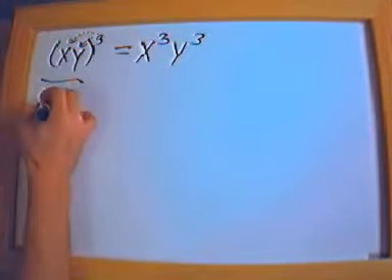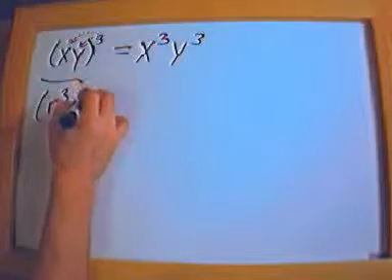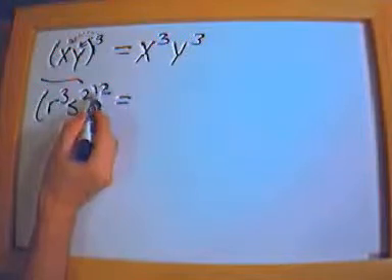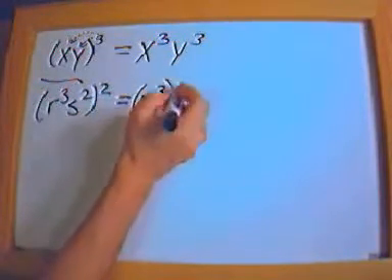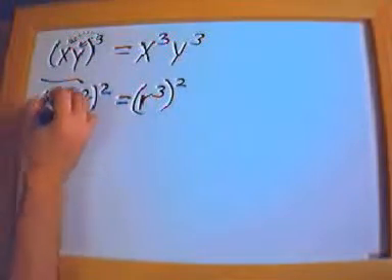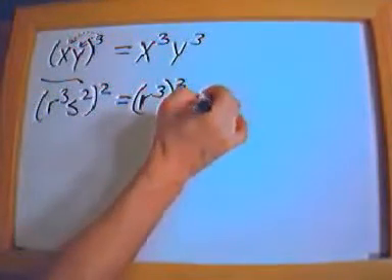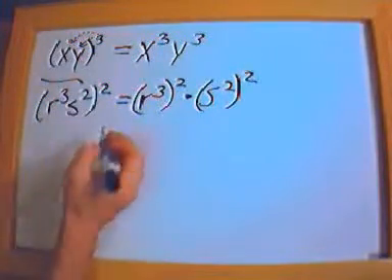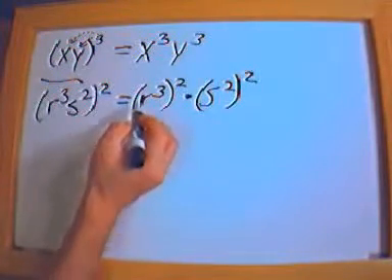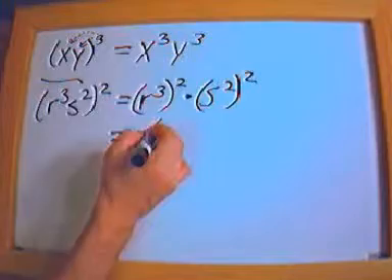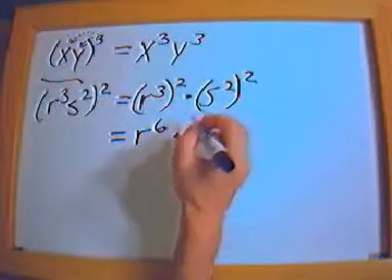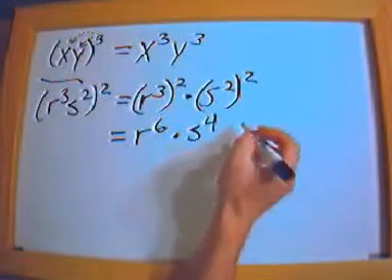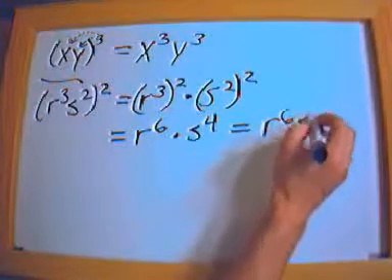What if I have r to the third times s squared all raised to the second power? Again, I've got r to the third raised to the second power, because I distribute this 2 in. This quantity is raised to the second power, multiplied by s squared quantity raised to the second power, because this thing is going to be raised to the second power. And then when I simplify this, r to the third raised to the second power is r to the 6th, because 2 times 3 is 6, multiplied by s to the second power raised to the second power, which is s to the 4th. Simply writing this together is r to the 6th, s to the 4th.